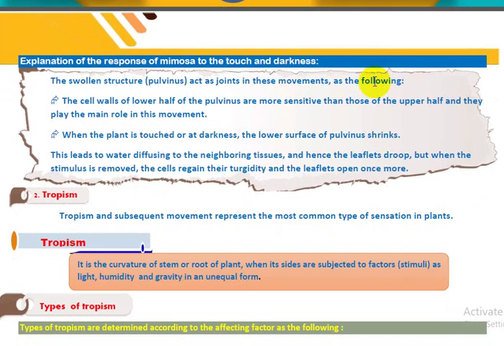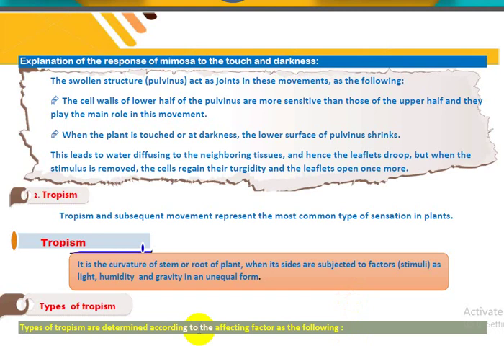So, when the plant is touched or in darkness, the lower surface of the pulvinus shrinks. This leads to water diffusion to the neighboring tissue and hence the leaflets drop. But when the stimulus is removed, the cells regain their rigidity and the leaflets open once again.